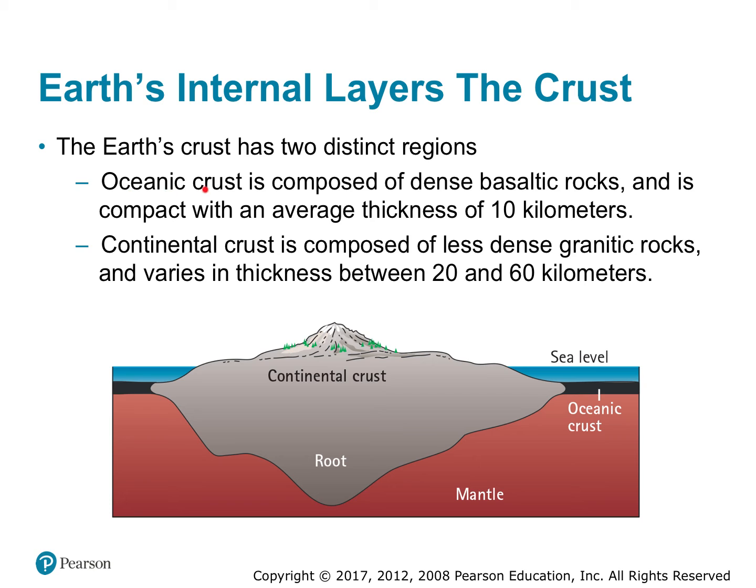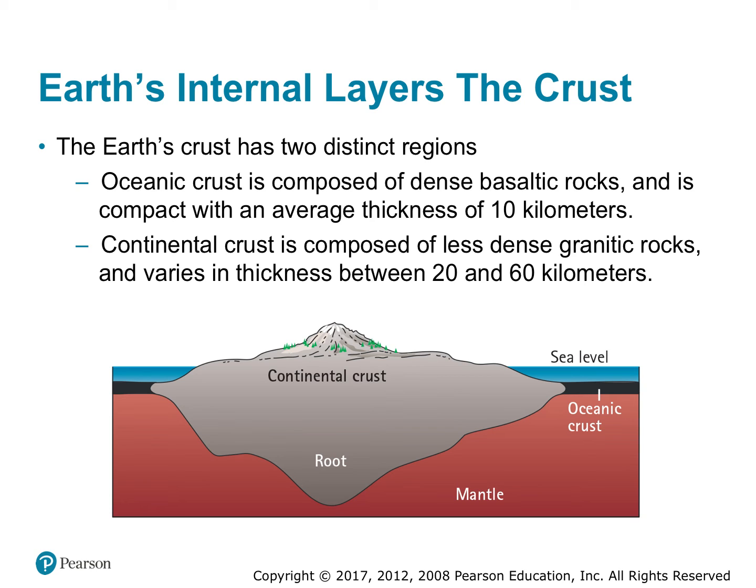There is the oceanic crust, which is composed of dense basaltic rocks, and it's very compact, it's thin, its average thickness is about 10 kilometers. And so that's the part of the Earth's crust right underneath the ocean. And so you see here's the mantle, here's the ocean, and between the mantle and the ocean is the thin layer of crust that's about 10 kilometers wide.